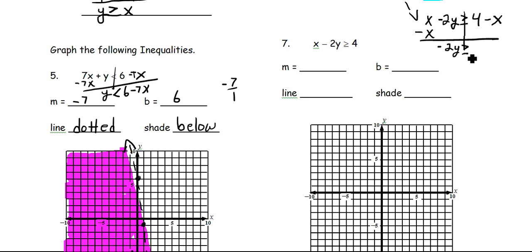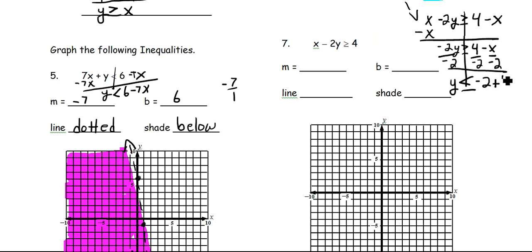I need to divide by the coefficient. The coefficient is a negative number. That's very important because if you multiply or divide by a negative number and you're working with inequalities, you must change the inequality. So my greater than or equal to now becomes less than or equal to 1 positive y. 4 divided by -2 is -2. Remember, if there is no coefficient, that would become a 1. A -1 divided by a -2 becomes positive because a negative divided by a negative is positive.